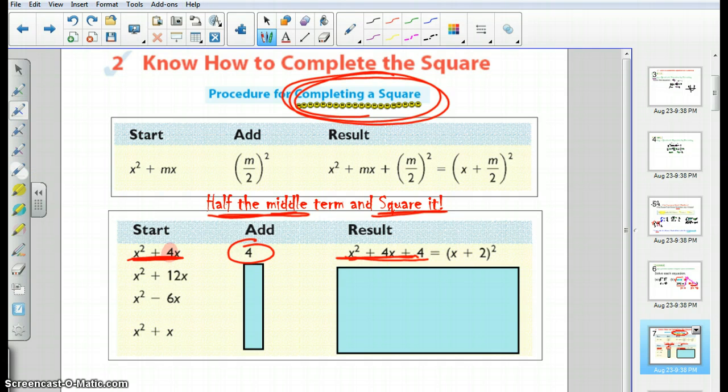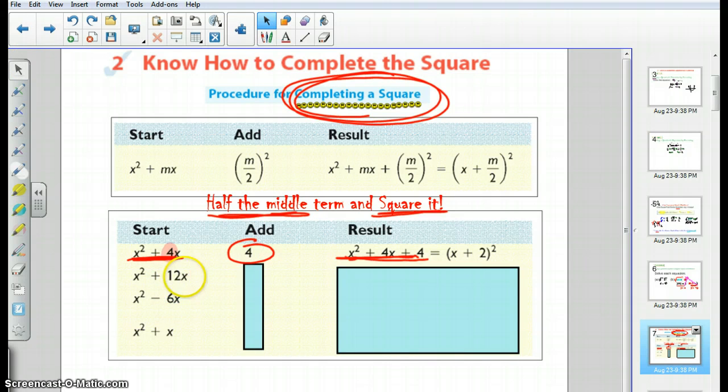Completing the square helps us solve. It's one of the forms that we're going to use to solve. So on your test, sometimes I say solve using completing the square. Sometimes I say solve the quadratic using the quadratic formula. So there's different methods that we're going to be using for solving. One method is completing the square.